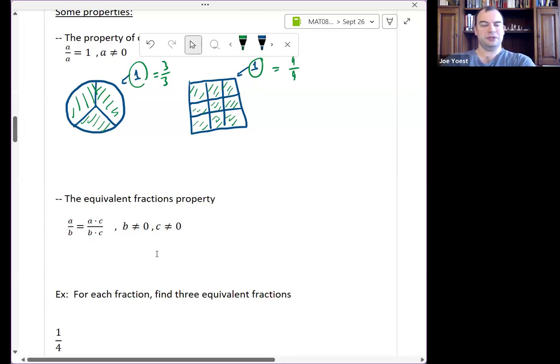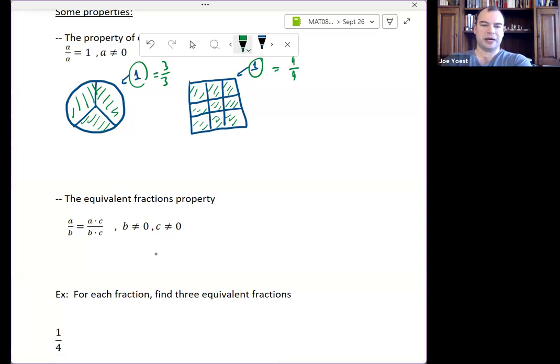So we have an equivalent fractions property that if I have a over b, that's equal to a times c over b times c, again for b and c not 0. Remember back when we started talking about division, we said we don't want to divide by 0, right? So we always have these constraints that make sure we don't divide by 0.